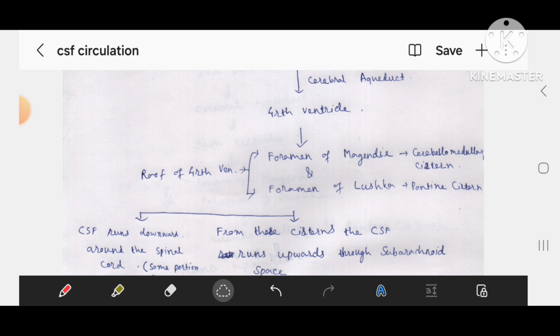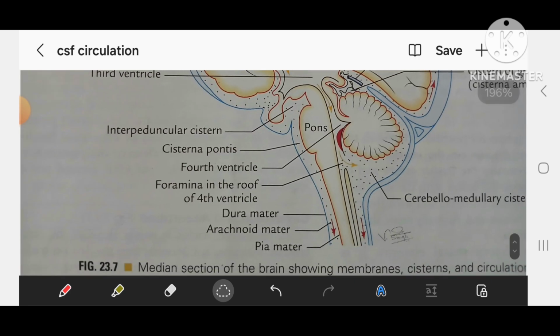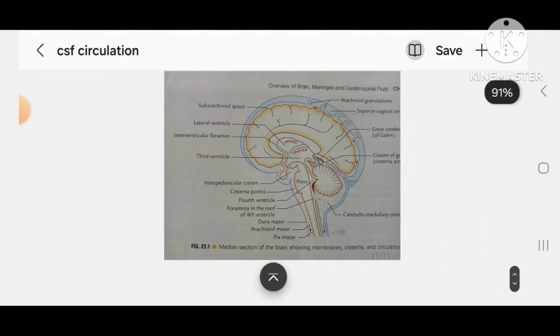First, what is the cerebromedullary cistern and pontine cistern? This is the pons, and this is the anterior. In the anterior part of the pons, there is the pontine cistern or cisterna pontis. This anterior part, and here behind and below, this is the cerebromedullary cistern. These are mainly spaces where the CSF accumulates. Now let's focus on the circulation process.